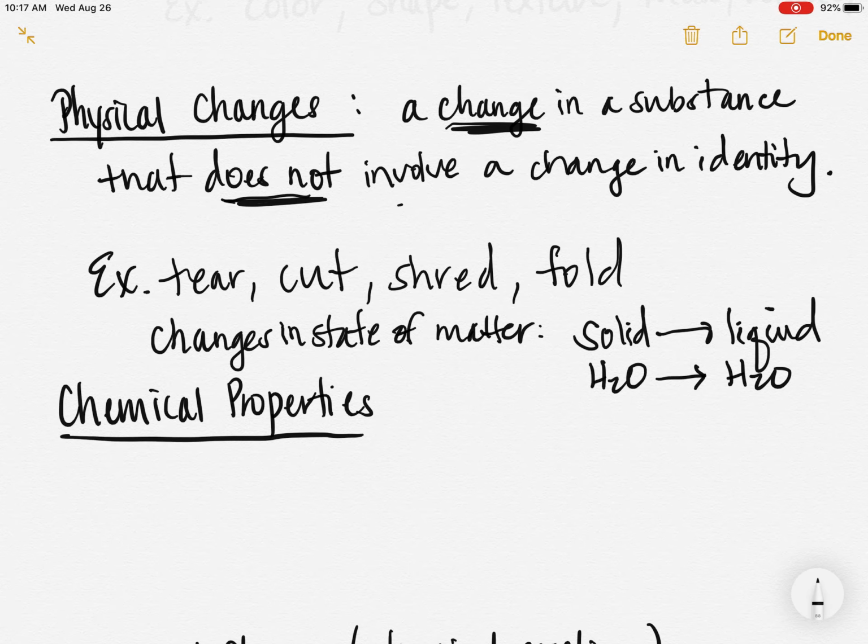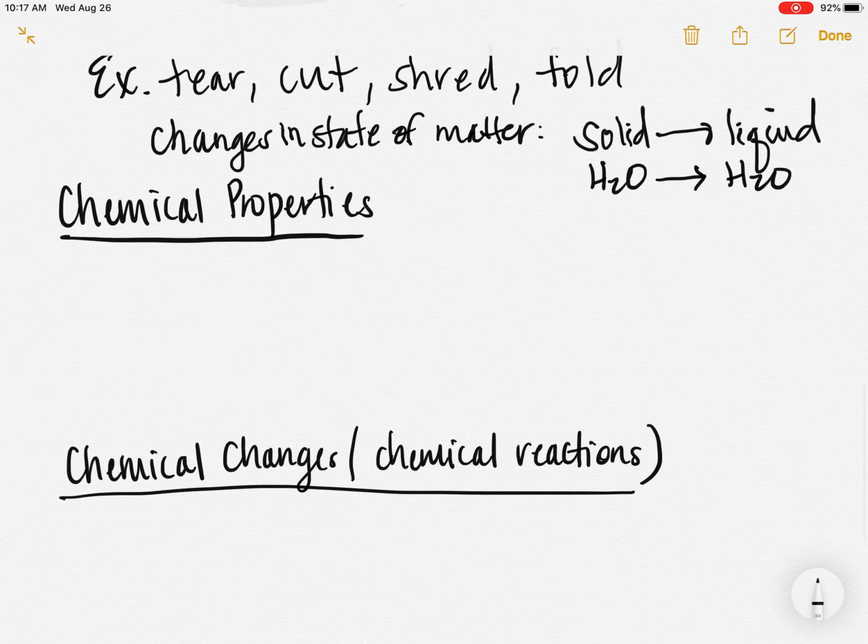So if melting is a physical change, so is boiling, okay? And then the reverses of those processes are also true. Freezing is a physical change, and so is condensation, gas going to liquid. Okay, those are all physical changes. The identity doesn't change. The look of the substance might change, right? An ice cube definitely changes its appearance when it melts, but it's still H2O.